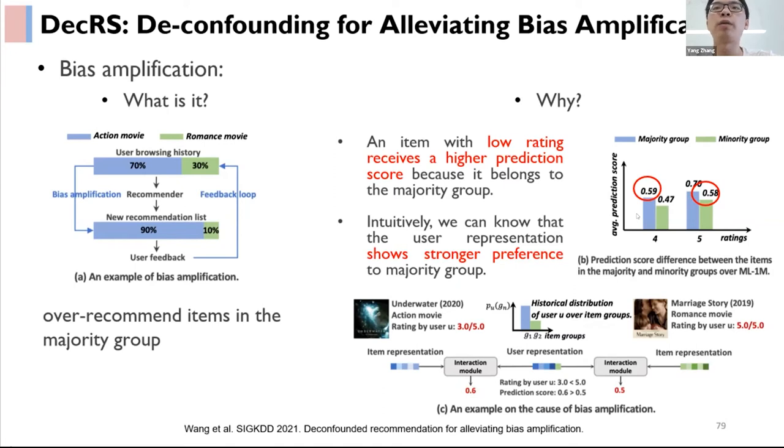we can find an item with a low rating in the majority group receives a higher predicting score than the item that has a higher rating in the minority group. The former item receives a higher predicting score just because it belongs to the majority group. Intuitively, they think this is because user representations show a stronger preference for the majority group, caused by the model learning process.